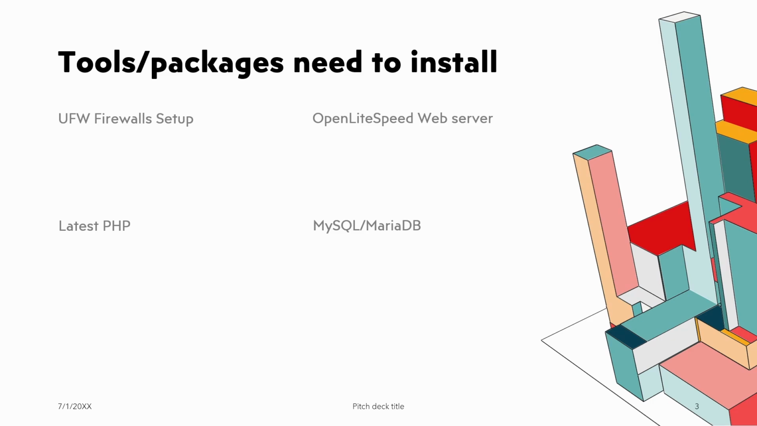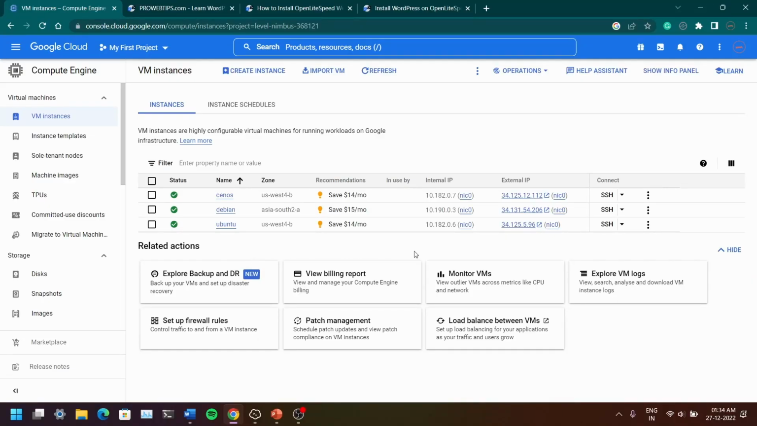So let's start. I have already created the virtual machine on Google Cloud. You can use any cloud platform. My recommendation is to use Vultr or Linode. Both are fairly affordable, and you can have full control of your web server.